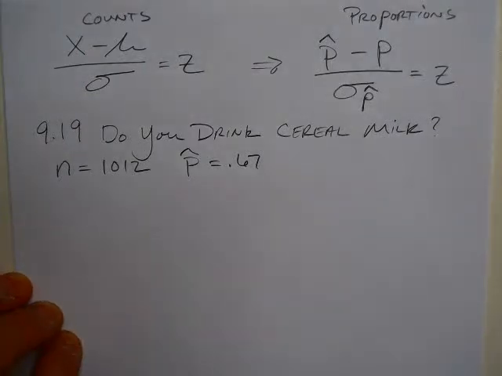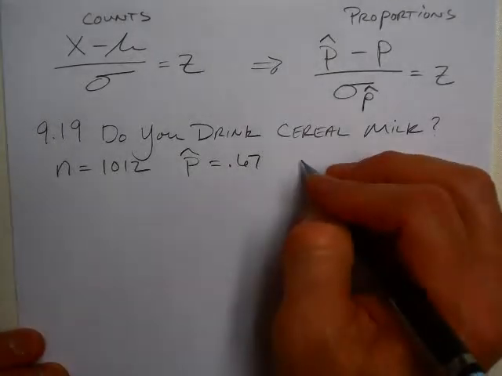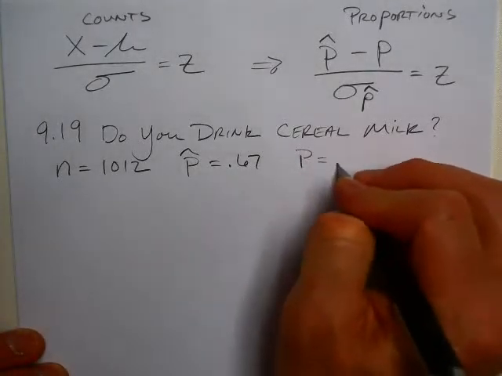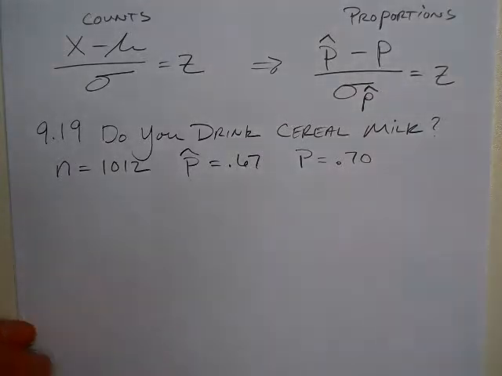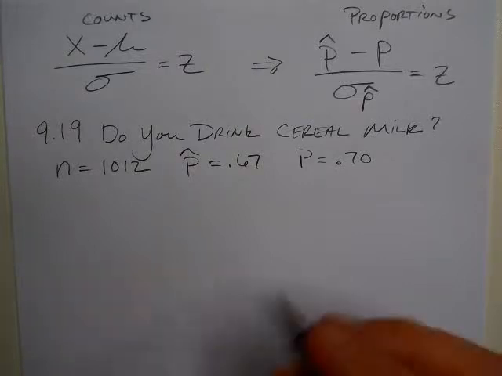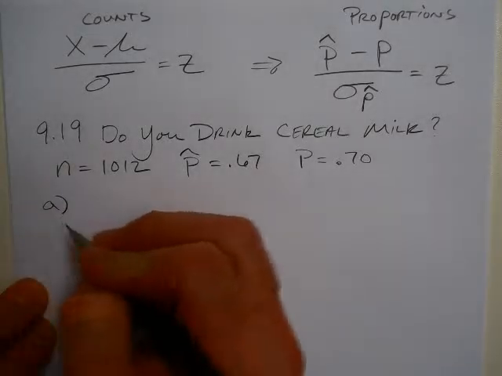And then it goes on to say, suppose 70% of the U.S. adults actually drink the cereal milk. That's your p. P equals 0.70. Okay. Find the mean and standard deviation of the proportion p hat of the sample who say they drink the cereal milk. Okay.